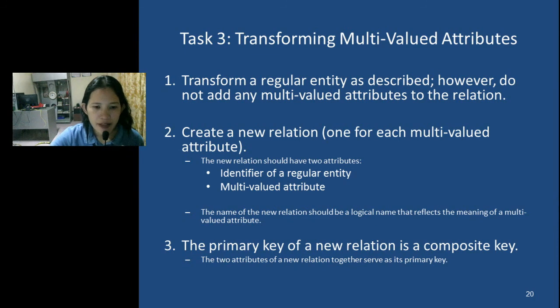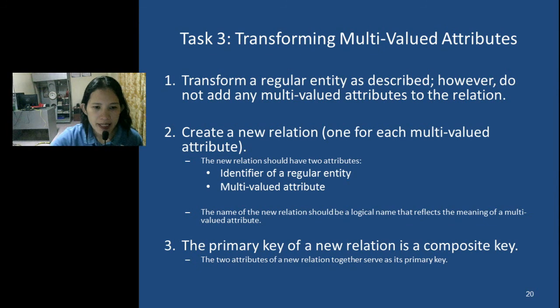Third example is if you transform multi-valued attributes. First step is you transform a regular entity as described. However, do not add any multi-valued attributes to the relation. Second, create a new relation, one for each multi-valued attribute. The new relation should have 2 attributes: the identifier, or the primary key of the regular entity, and the multi-valued attribute. The name of the new relation should be a logical name that reflects the meaning of the multi-valued attribute.